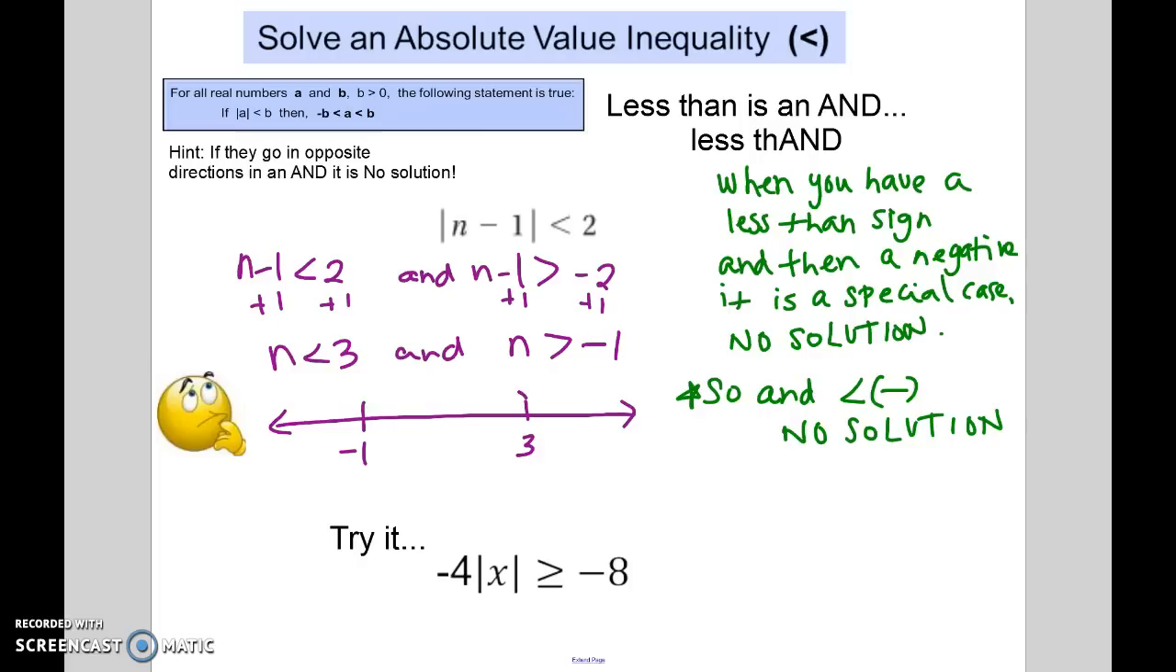You have n is less than 3, parentheses, less than is this way, and n is greater than -1, parentheses, and it goes this way. So they are shaded in between. And our interval, since it's an and, there are no infinities, would just be -1, comma 3. Go ahead and try the next problem.